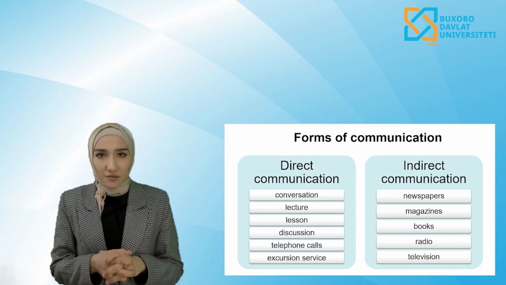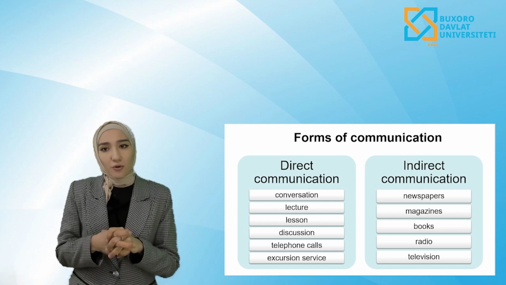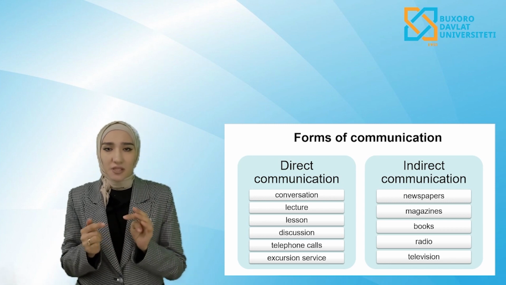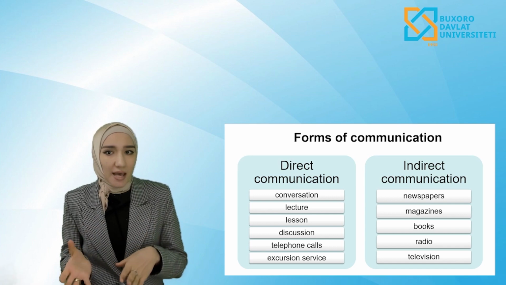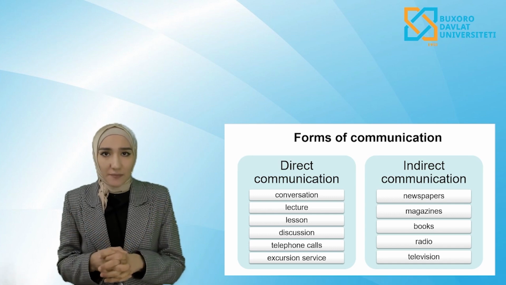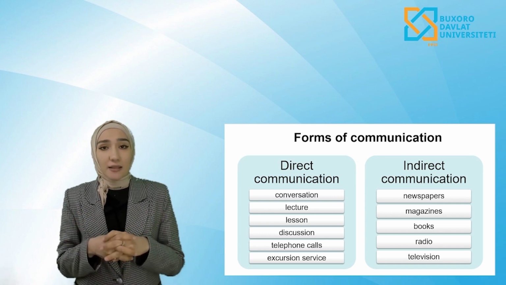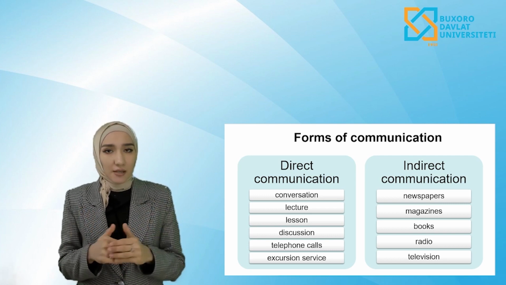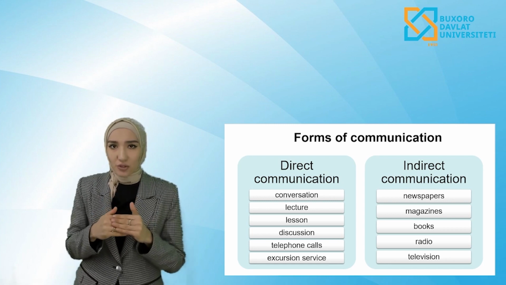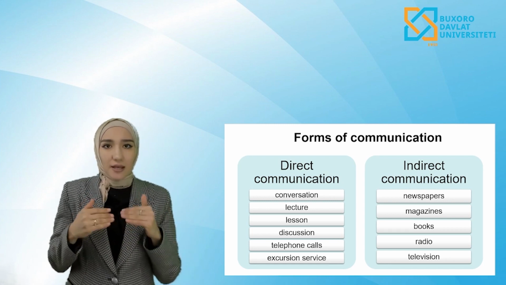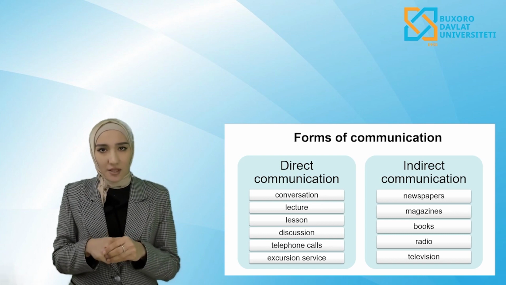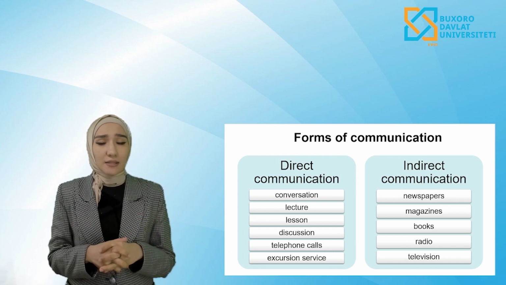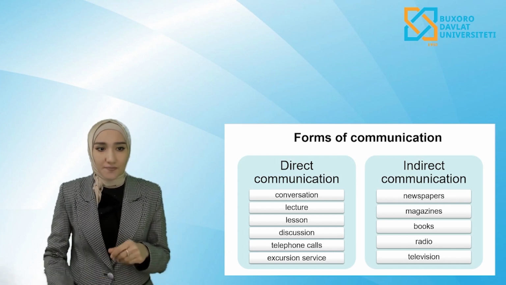For instance, a guide portfolio. A guide portfolio includes several kinds of materials, for instance, photo materials, video materials, maps, herbariums, and so on. Every detail that makes our excursion more colorful. So, we can conclude that during excursion service, we use direct and indirect communication types in order to make our excursion service more interesting and to enhance it.